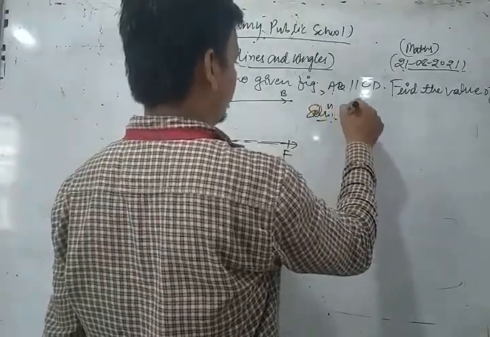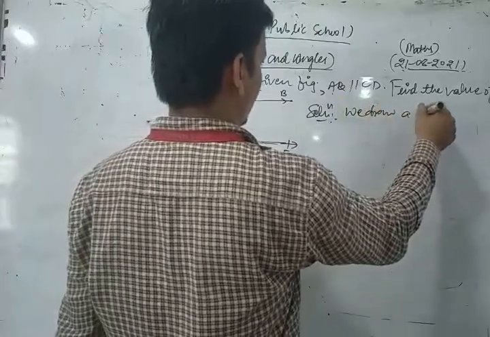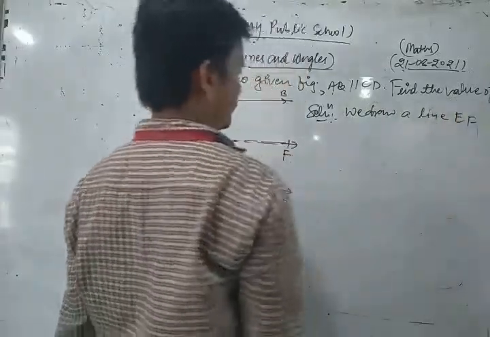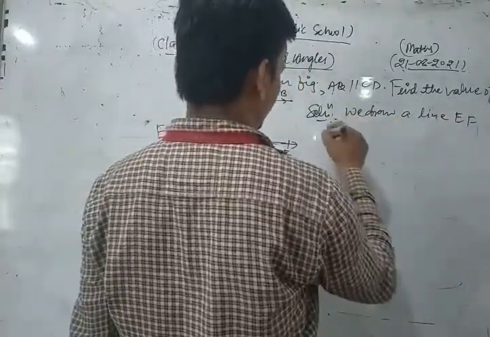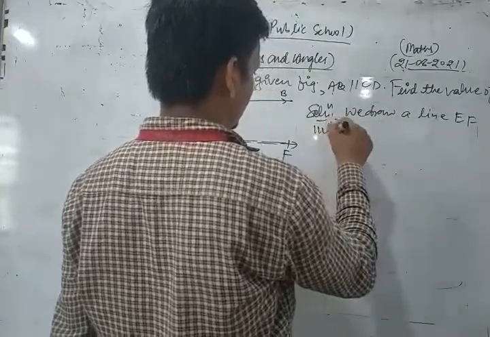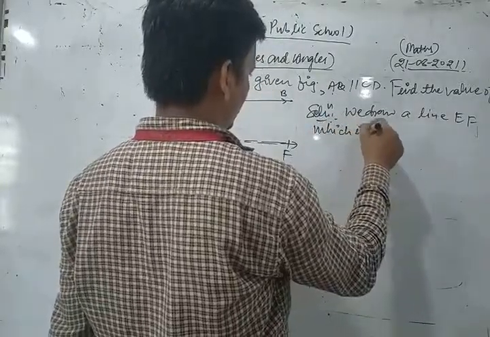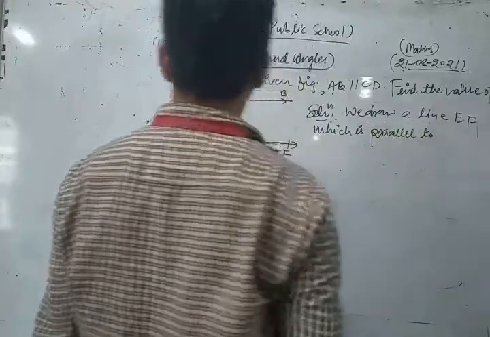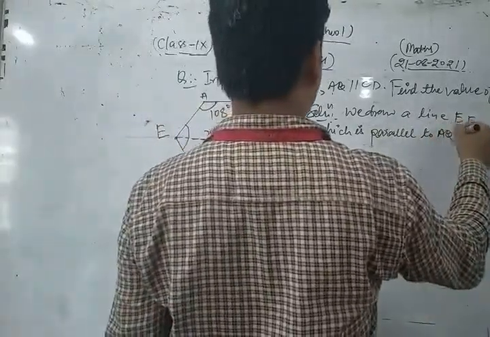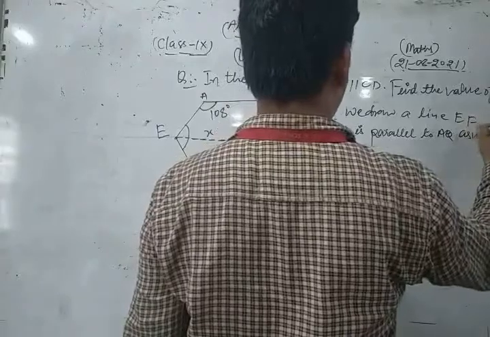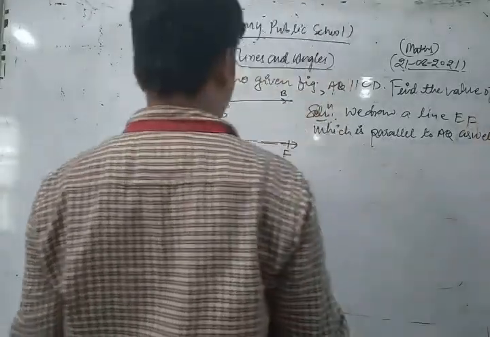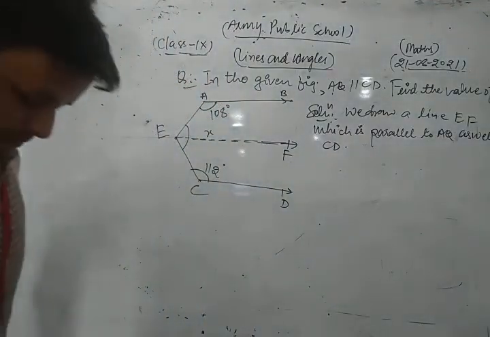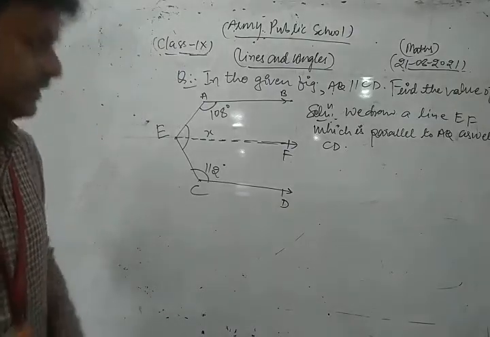Dear friends, first of all we draw a line EF which is parallel to AB as well as CD.